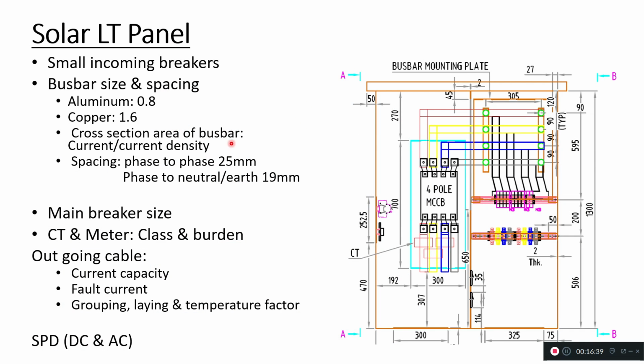Okay guys, so now we'll talk about the solar LT panel in more detail. The first point is the small incoming breakers. These are the small incoming breakers. Suppose there are 10 inverters whose output you are going to combine into this particular solar LT panel, then you will require 10 such small incoming breakers.